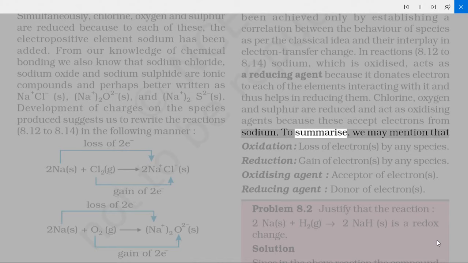To summarize, we may mention that oxidation: loss of electron(s) by any species. Reduction: gain of electron(s) by any species. Oxidizing agent: acceptor of electron(s). Reducing agent: donor of electron(s).